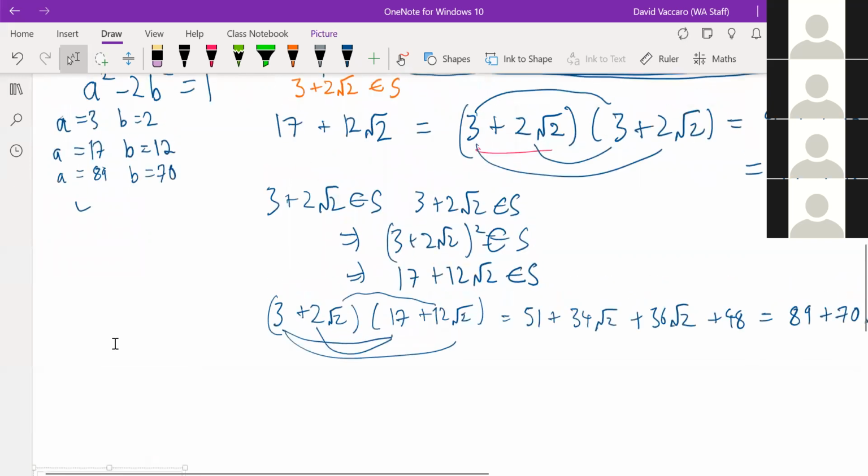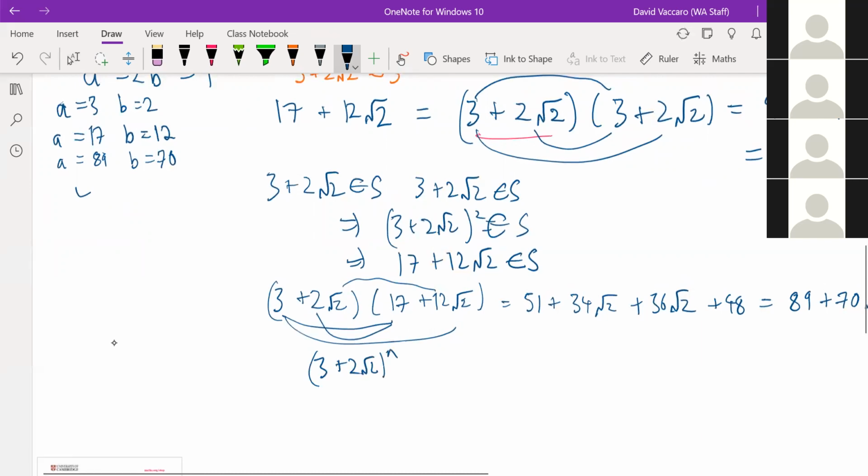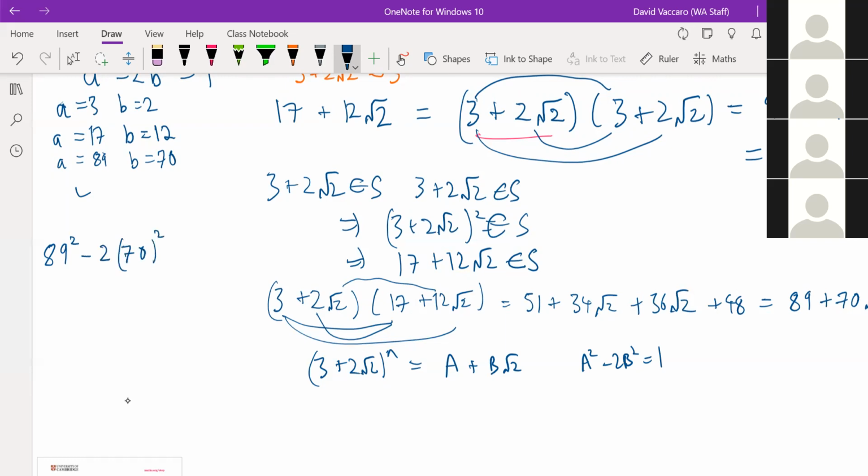Okay, and then I can get bigger and bigger solutions by just doing 3 plus 2 root 2 to the n. If that's equal to A plus B root 2, then A squared minus 2B squared is equal to 1. And as an exercise, this actually generates all the positive solutions to Pell's equation. Why is this super cool? So you can check it on a calculator if you want, but why is 89 squared take away 2 times 70 squared equal to 1?